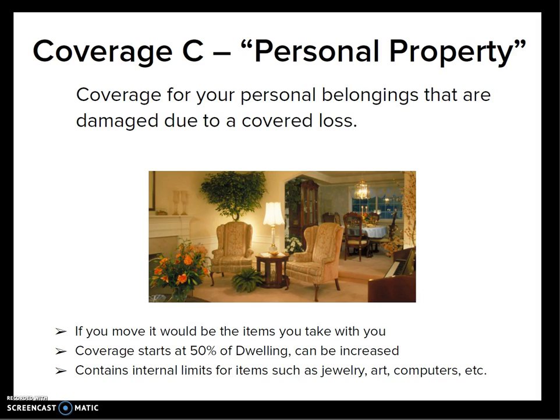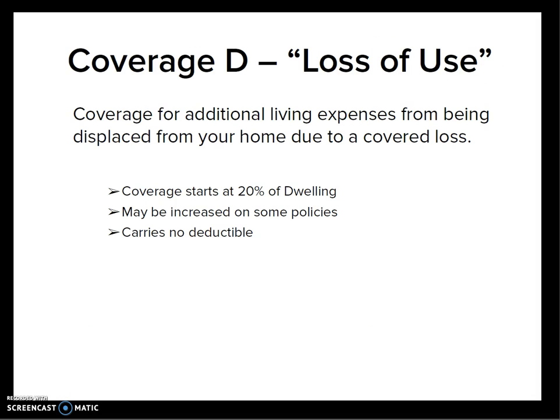Coverage C is your personal property. As I like to always make sure I tell my clients, a good way to look at it is if you take your home and flip it upside down, everything that were to fall out could be considered your personal contents. Or of course, if you would move it with you, if you moved from one home to another, that would also be considered your personal contents. This coverage is for your personal belongings that are damaged due to a covered loss. Coverage starts at 50% of the dwelling and of course can be increased. Contains internal limits for items such as jewelry, arts, computers, etc.